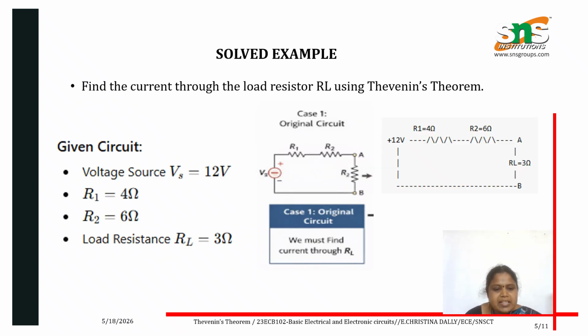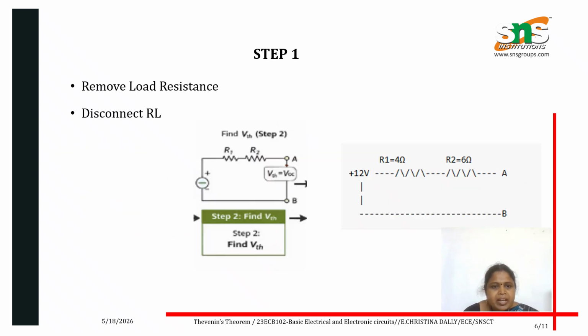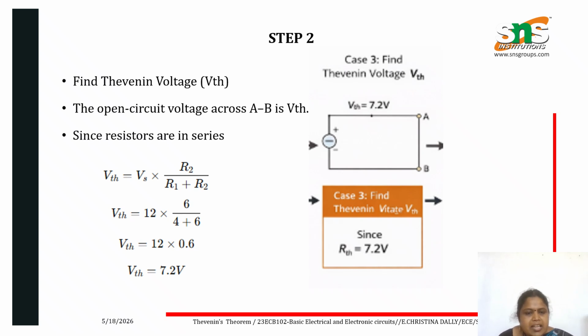This is the solved example for Thevenin's theorem. Find the current through the load resistance RL using Thevenin's theorem. This is the original circuit. From the original circuit, I have taken the voltage source Vs equal to 12 volts, R1 equal to 4 ohms, R2 equal to 6 ohms, and the load resistance RL equal to 3 ohms. Next, we have to remove the load resistance and disconnect RL. In step 2, we have to find VTH.